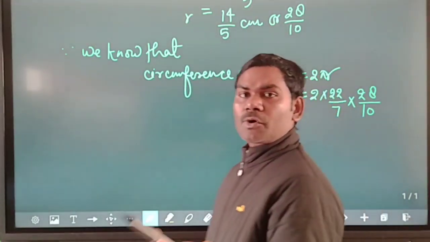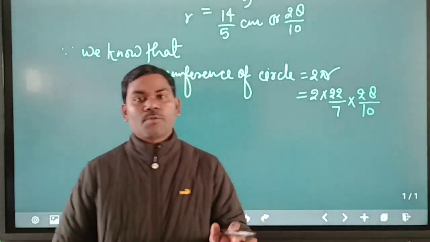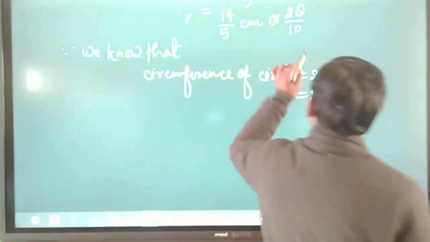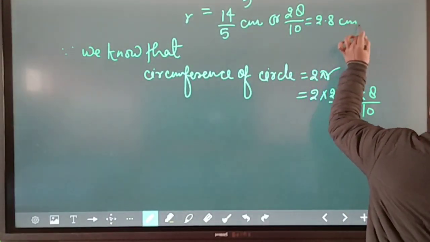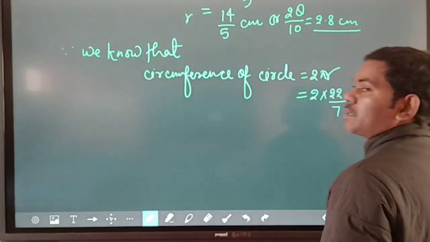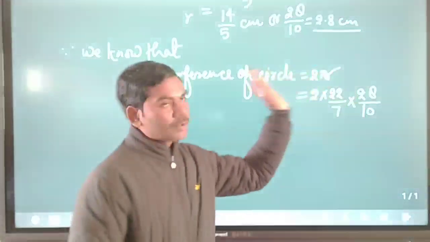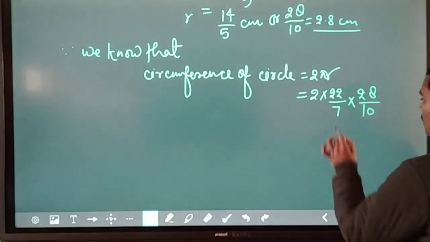We can use 14 by 5 also or 2.8 also. There is no problem. You can use whatever you want. Sometimes this can also be written as 2.8 centimeter, so you can take 2.8 centimeter in place of 28 by 10. It's your choice. Now solve it.